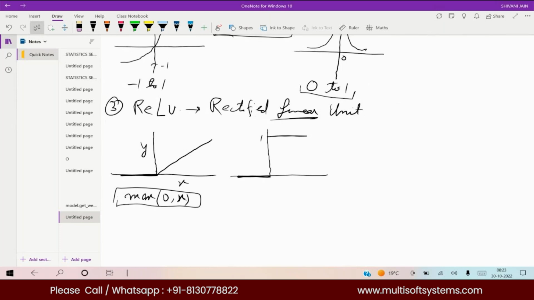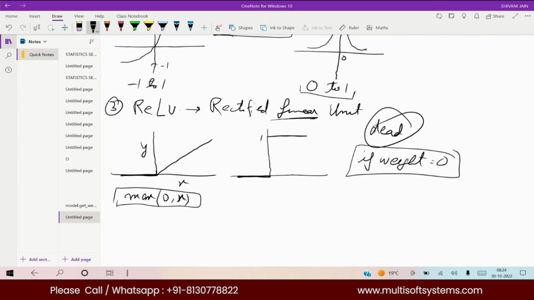But here also we have a problem. In this, if our weights are 0, the whole thing will be 0. Yes, in that case, the whole neuron will get dead, right? If my weight is 0. So this again has some problem. If weight is 0, then in that case, my whole neuron will become dead.